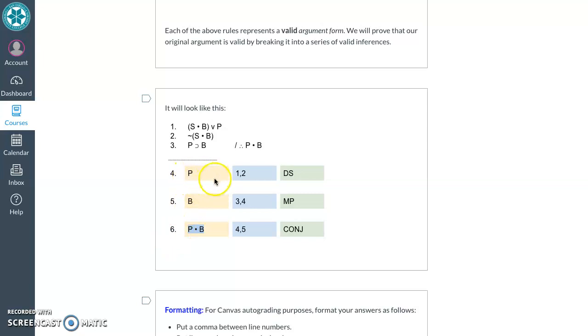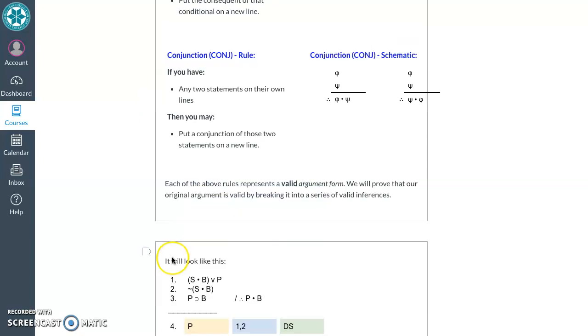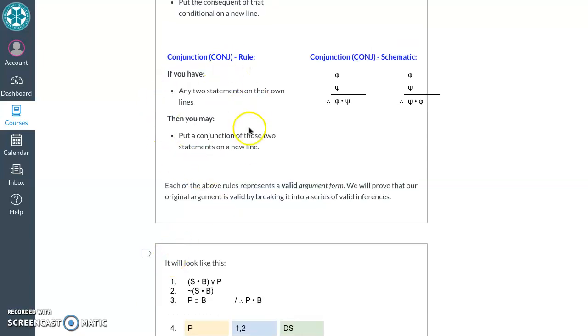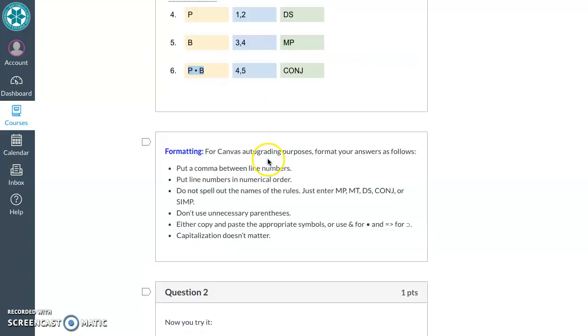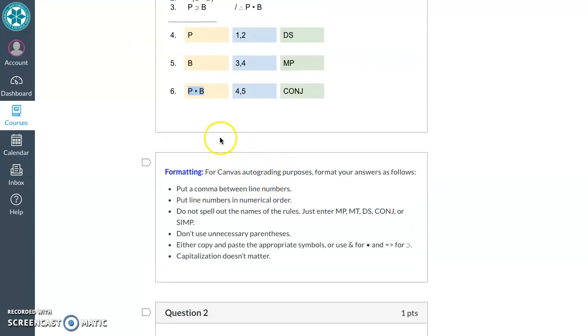So if I know any two things on a line, I can put those two things into a conjunction. That's what the conjunction rule says. Any two statements on their own line, I can make a conjunction of those two statements on a new line. I justify doing that by citing the two lines I just put together, 4 and 5, and the rule I used to do it.